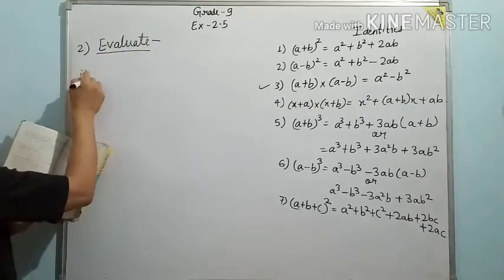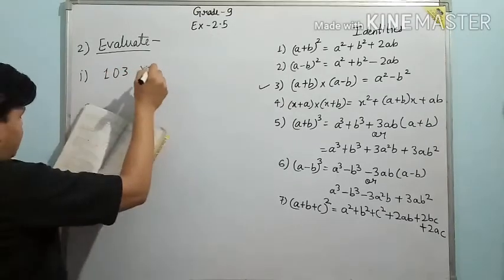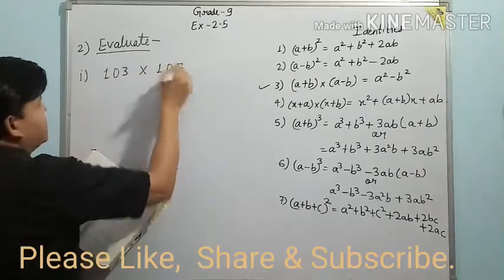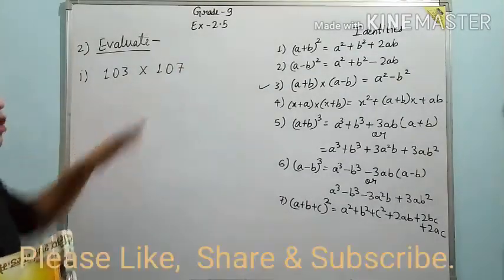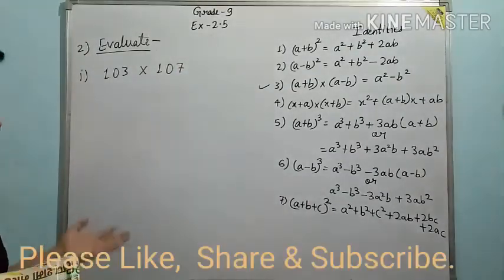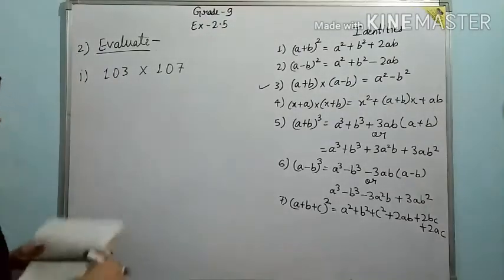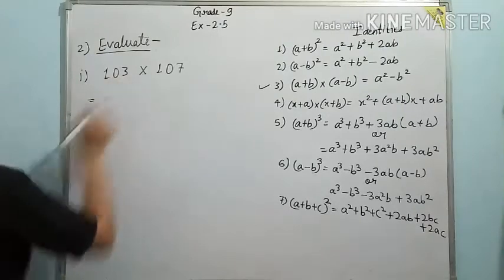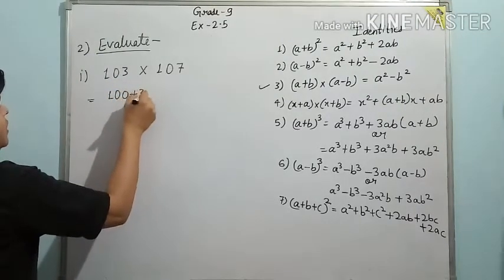So like take the first part of this. This is 103 multiply by 107. So one method is that directly we can multiply these two, or another one, as I already told you, that we can make use of these identities. So children, first of all we will have to break these numbers. Like we can write this 103 like 100 plus 3.